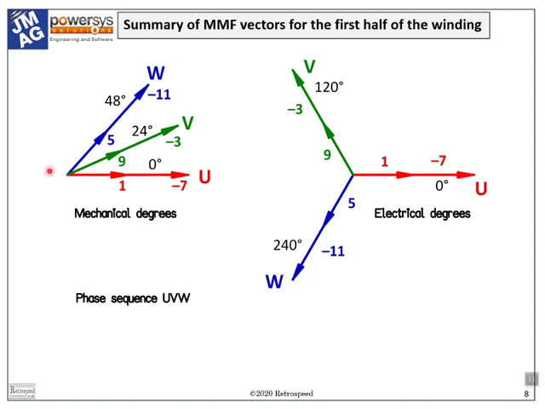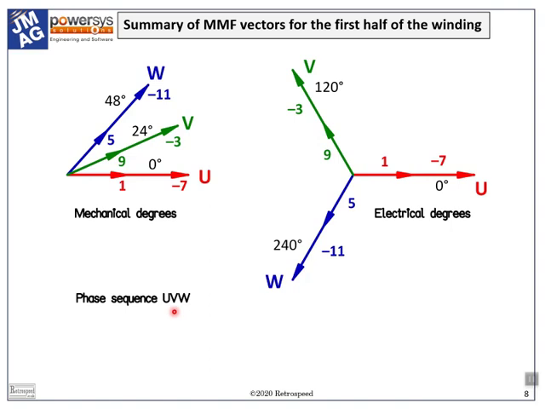In the left-hand version, all the vectors are oriented in mechanical degrees. In the right-hand version, they are represented in electrical degrees. It is the right-hand diagram that is nearly always used, and in this form it shows immediately the familiar three-phase symmetry. The phase sequence needs to be carefully interpreted.